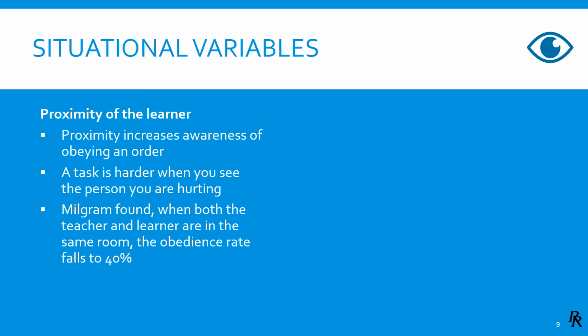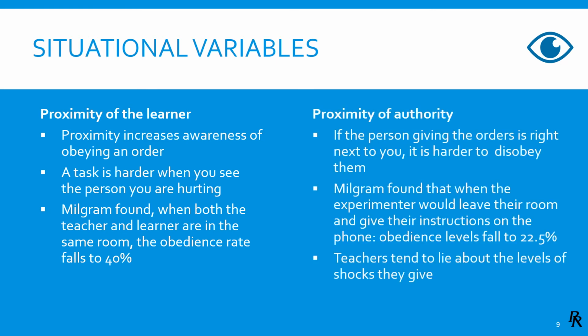Proximity increases awareness of obeying an order. A task is harder when you see the person you're hurting. Milgram found that when both the teacher and the learner are in the same room, the obedience rate falls to 40%. The second is proximity of authority.